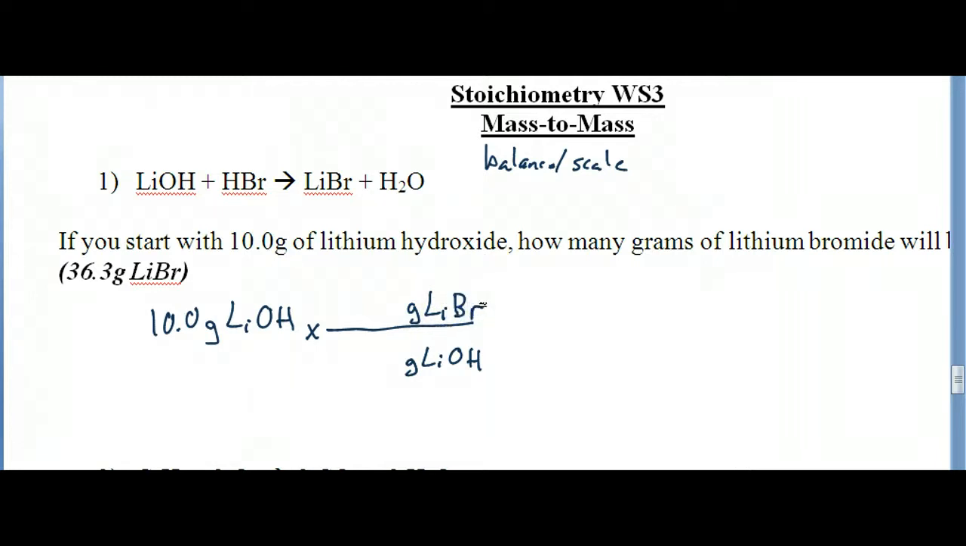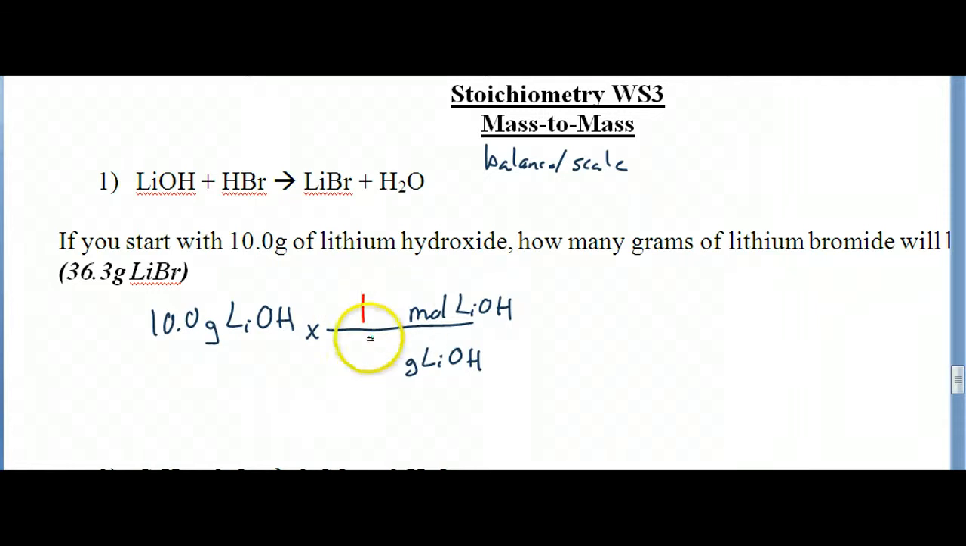Except again, when you do these conversions, think about what you can do and what you cannot do, what you have a conversion for. We do not have a conversion for grams of lithium hydroxide per gram of lithium bromide. It would be different for every reaction, every chemical. There's no place to look that up for this gram to gram conversion. So we have to convert grams of lithium hydroxide into something that we can convert grams into. The only thing we have to convert grams of lithium hydroxide to is moles of lithium hydroxide.